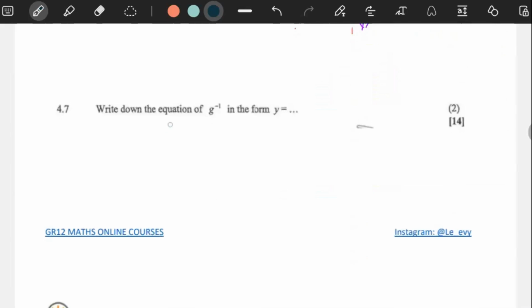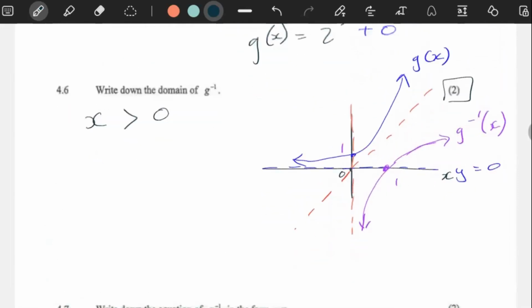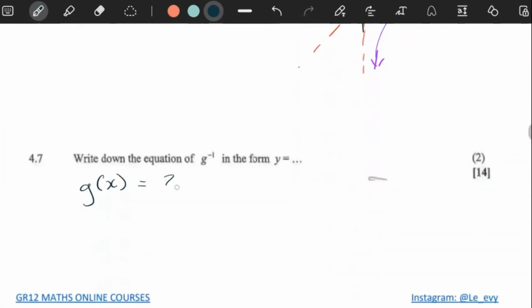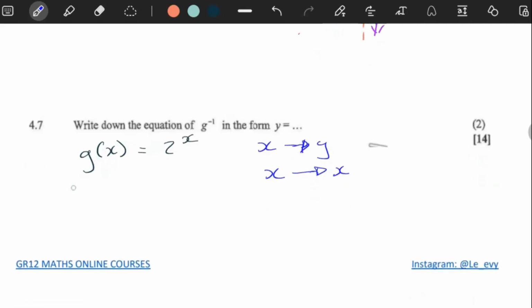4.7 says write down the equation of the inverse in this format. So writing down the inverse is very simple. Here we have g of x is equal to 2 to the power of x, right? The inverse, all we need to remember is that x becomes y, and then y becomes x. So y here becomes x, and then the x here becomes y.